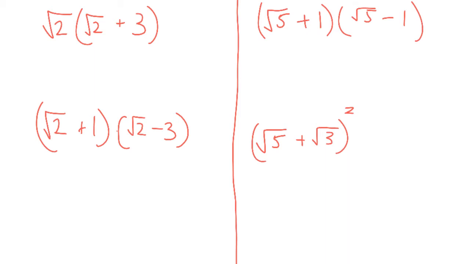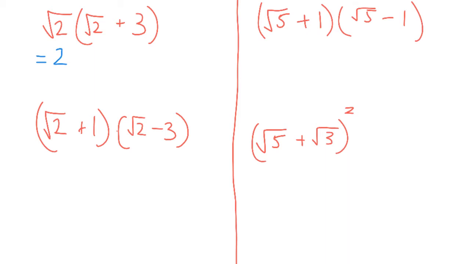So my first one here, my root 2 is a factor of both root 2 and 3. So I'm going to end up with root 2 multiplied by root 2, which is just 2. Or how I got there is to say I've got root 2 times root 2, which is root 2 squared. The squared and the root are inverse operations. They cancel each other out.